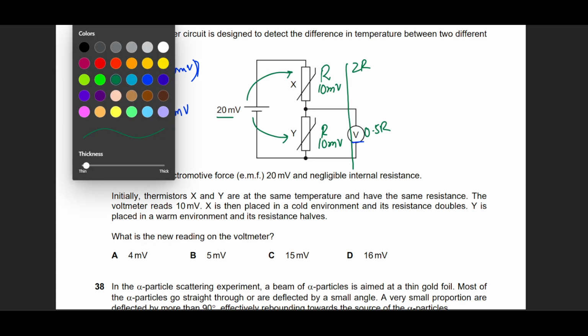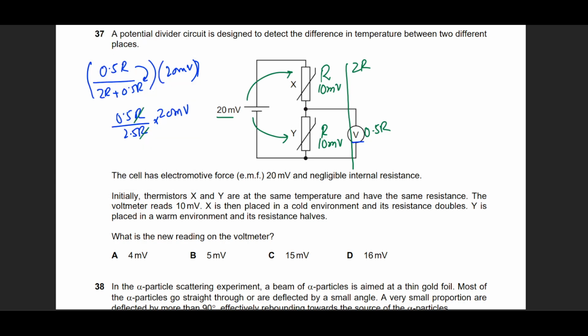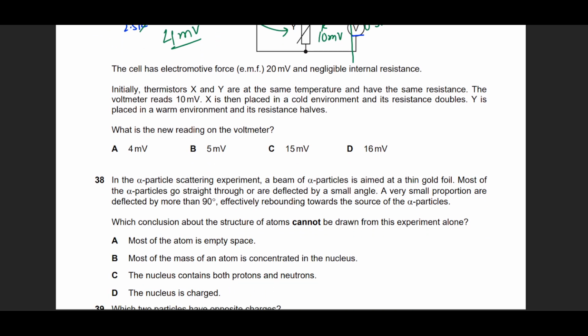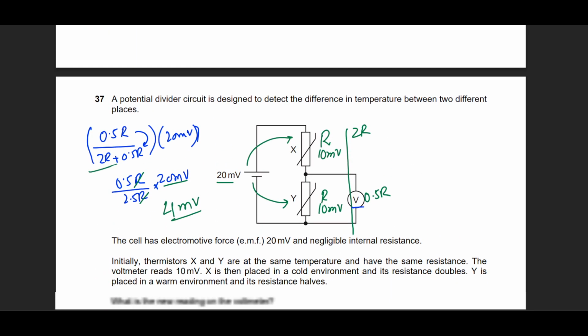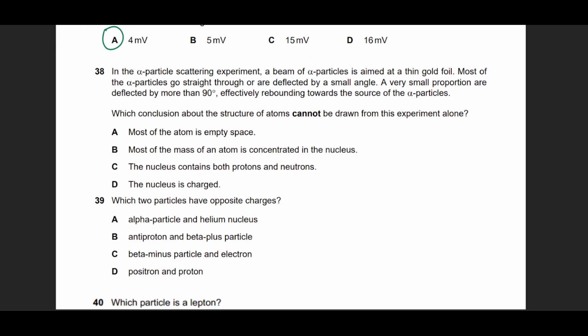What are we left with? R gets cancelled. 0.5 divided by 2.5 multiplied by 20. This answer comes out as 4 millivolts. So this is option A. Okay, that's why I'm telling you again and again that the voltage divider rule is very useful in these circuits, helps you solve the question so quickly.